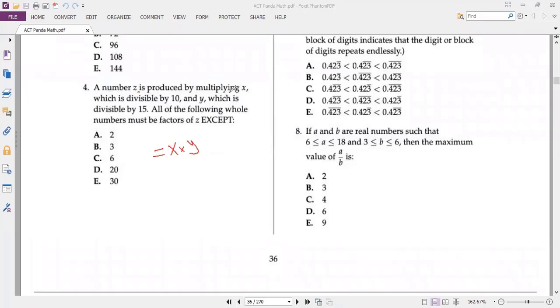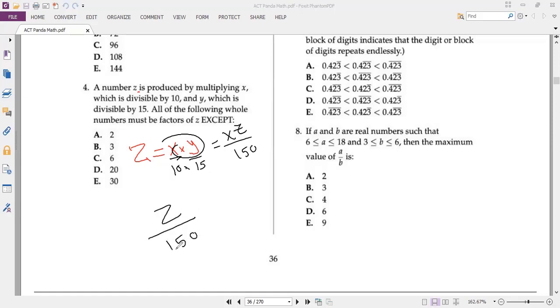Okay, z is multiplying x and y. Very tricky one. This one can be divided by 10 without remainder. So this one can be divided by 15 without remainder. So we can say that the product of both can be divided by 150. So xy, which is z, can be divided by 150.